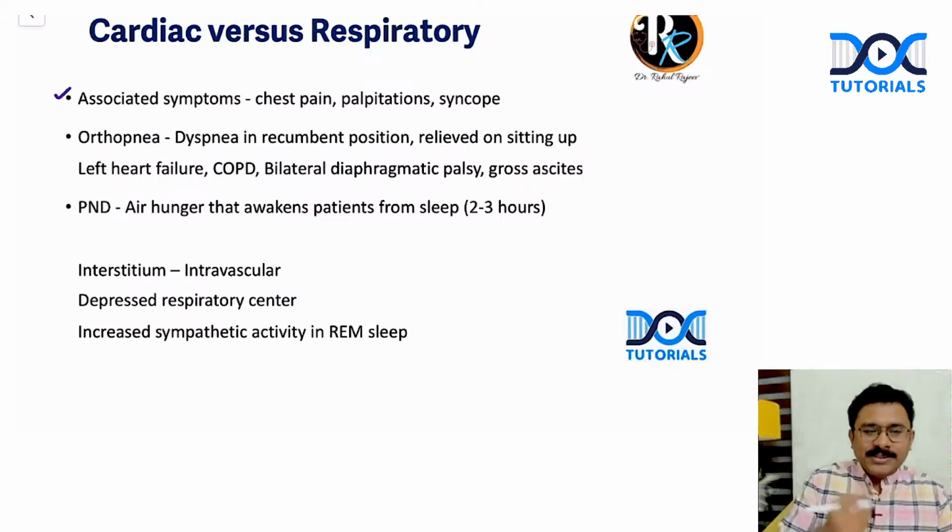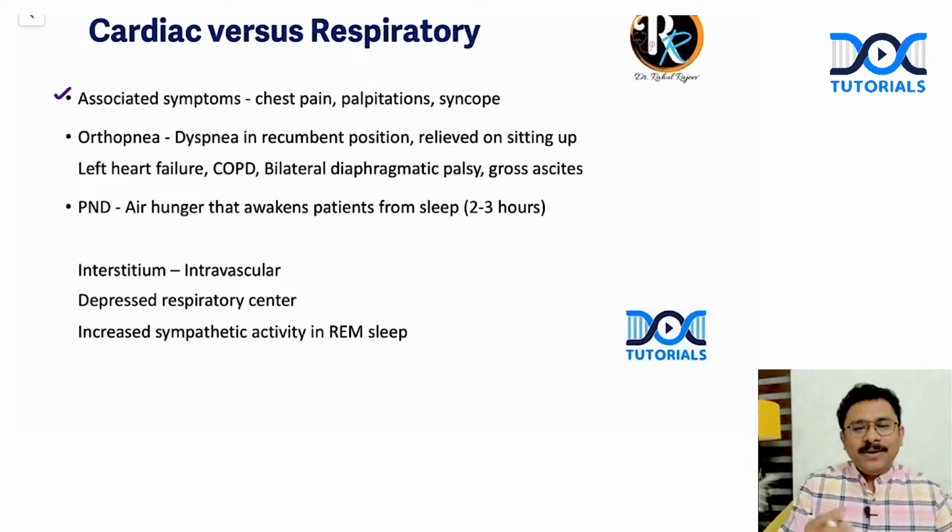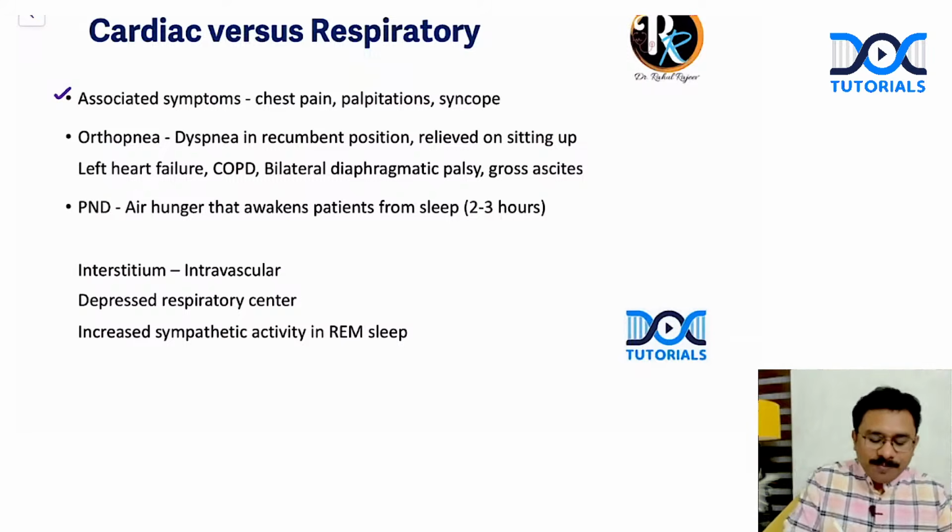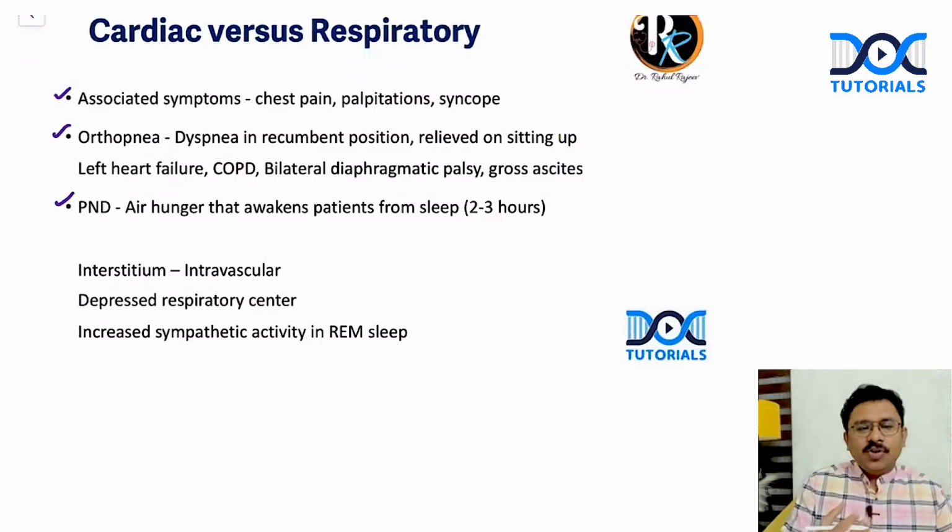One point that you can say is that you will look at the associated symptoms. If the patient is having associated symptoms like chest pain, palpitations, or syncope, you are probably looking at a cardiac cause of breathlessness. Then symptoms like orthopnea and PND. Now, what is orthopnea? What is PND? Orthopnea is a dyspnea that occurs immediately when the patient assumes a recumbent position and is relieved on sitting up. That is called orthopnea. Whereas in case of paroxysmal nocturnal dyspnea, yes, here also the dyspnea is in the recumbent position, but that is not immediate like orthopnea. It usually happens after 2 to 3 hours of sleep, and often the patient wakes up from sleep with air hunger. This is what happens in PND.